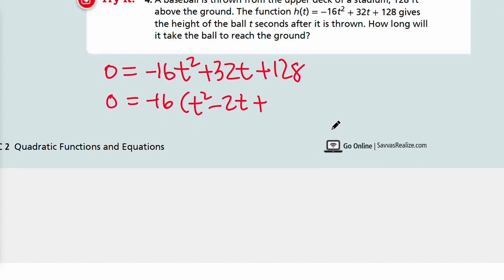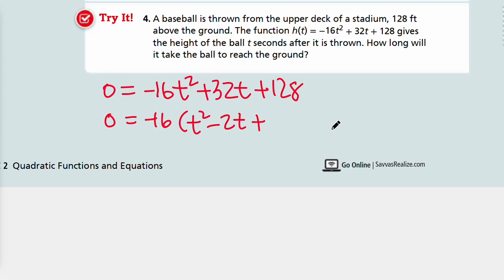16 times 5. Was it 16 times 5? Oh, 16 times 3. 16 times 8. Okay, negative 16 times negative 8 would be 128. So you would have t squared minus 2t minus 8.